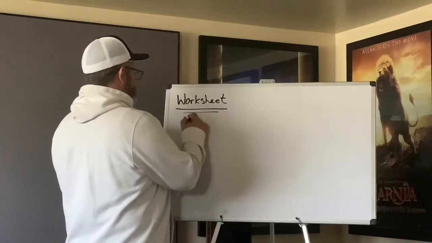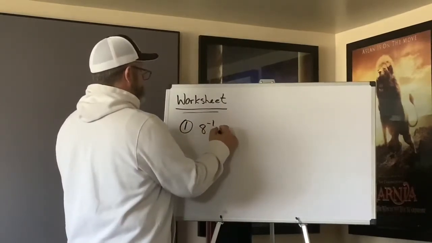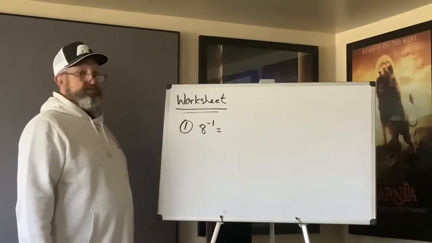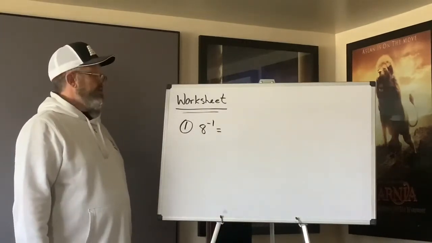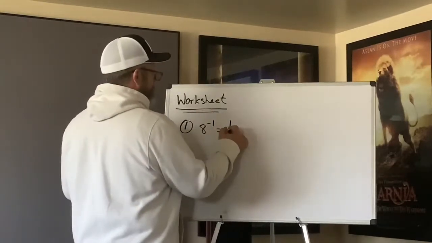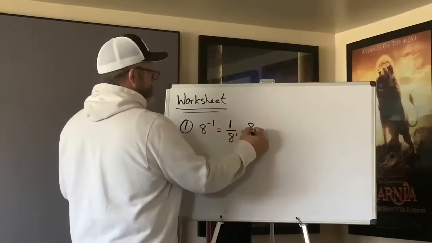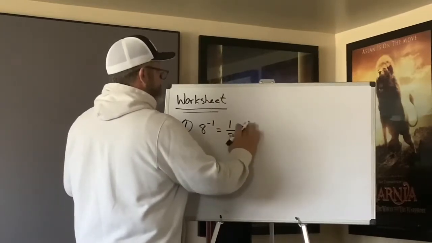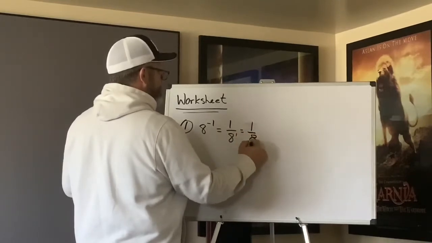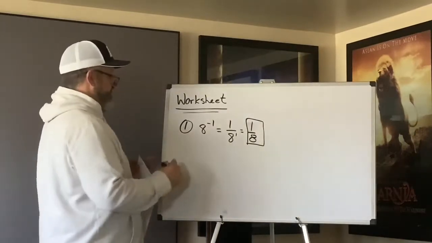Here we go. Problem number 1. Okay, 8 to the negative 1 power. All right, how do we get rid of the negative 1 power? Put it on the bottom. So here we go. 1 over 8 to the 1. Well, 8 to the 1 is just 8. So it's just 1 over 8. Okay, bam, problem number 1's already done. Okay, this assignment isn't going to take too long.